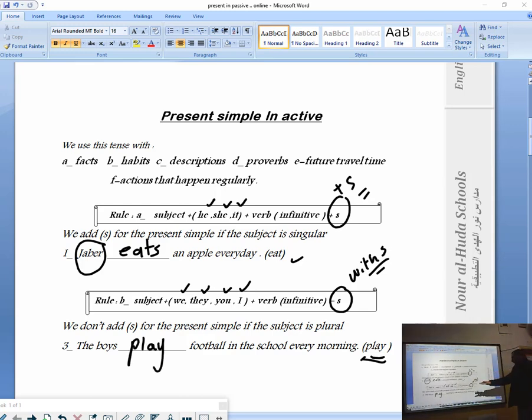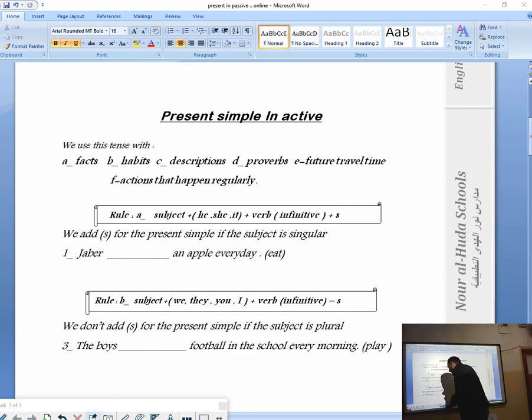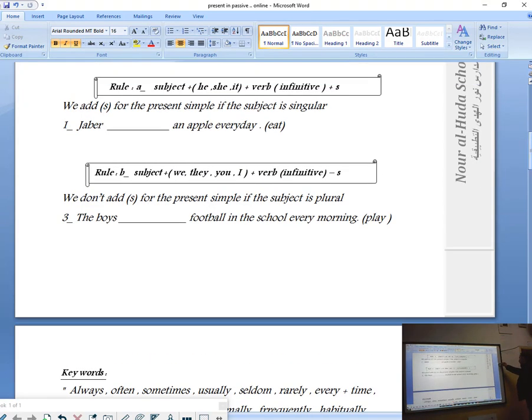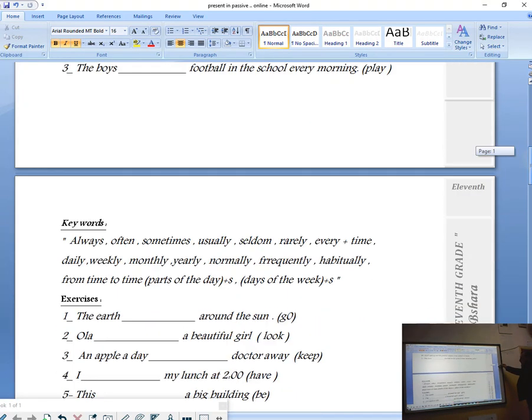The boys play football in the school every morning. Okay, we'll have some examples and we will take the keywords. We should know the keywords of the present simple.